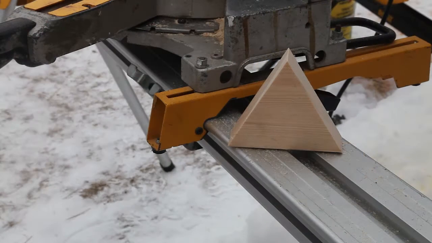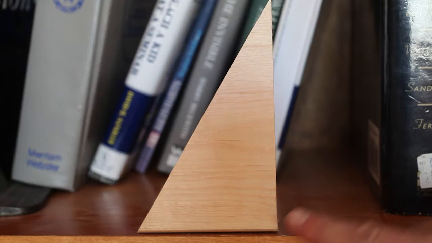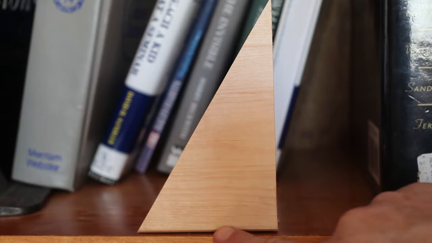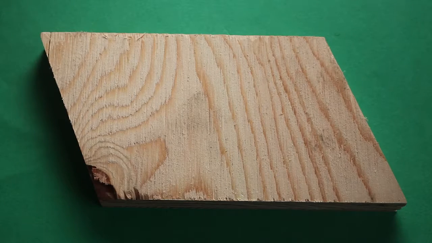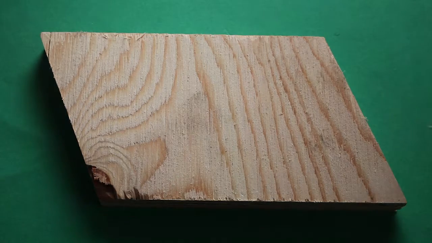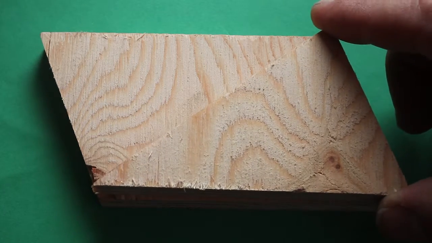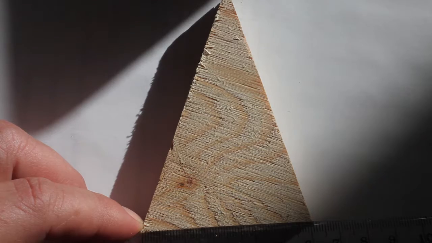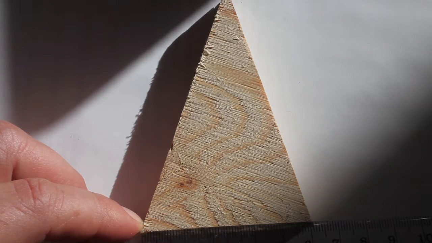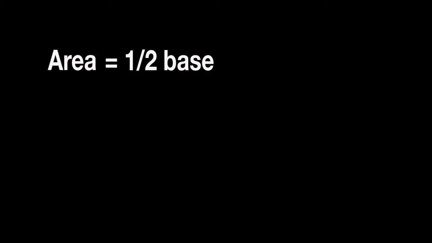Some triangles, called isosceles triangles, have at least two sides that are the same length. Other triangles, called right triangles, have two sides that form a 90-degree angle, also called a right angle. As with parallelograms, it's not hard to calculate the area of triangles. The area of a triangle is half the area of a parallelogram. So the formula to calculate the area of a triangle is area equals 1/2 base times the height.